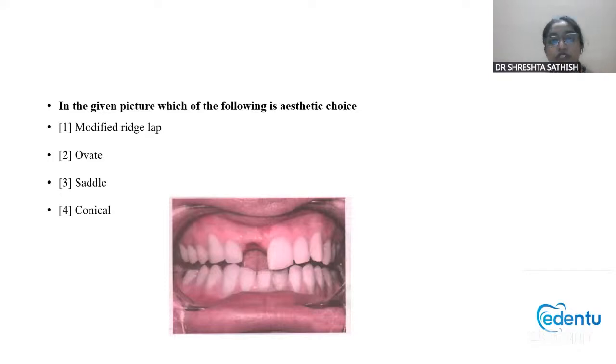In the given picture, which of the following is an aesthetic choice? Modified ridge lap, ovate pontic, saddle, or conical? You can see it's a freshly extracted socket, not fully healed. Even a modified ridge lap can cause foot entrapment there. So ovate pontic will be your better option.